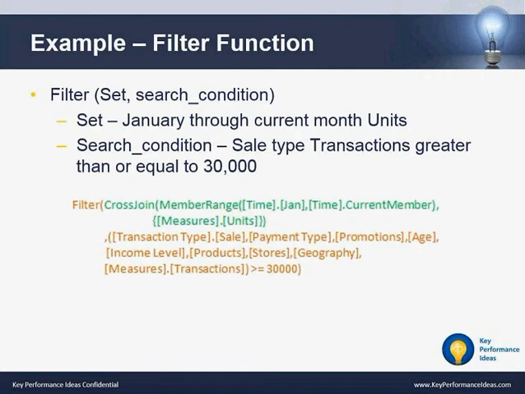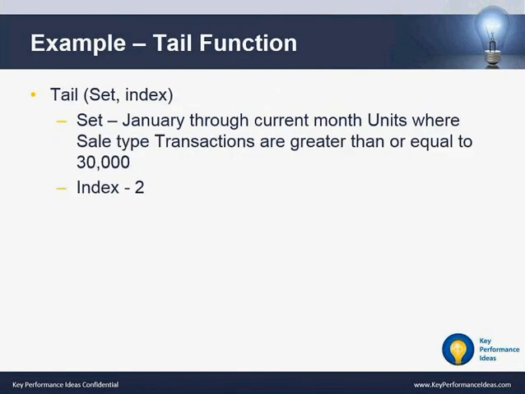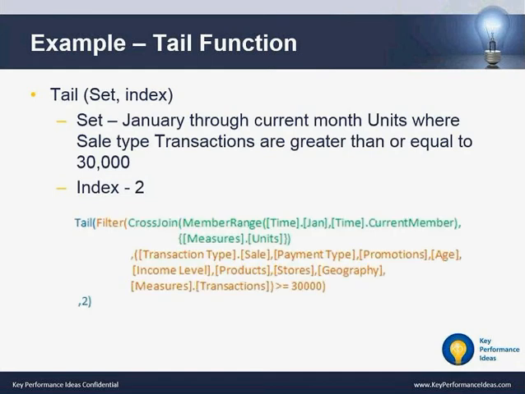So after we get our set of data that meets our search condition, what we're going to do with that next is we're going to take the last two. So that's our tail, and again, it's tail of a set with an index. So our set is our January through current month units where the sales type transactions are greater than or equal to 30,000, which we just defined, and our index is 2 because we want the most recent 2.